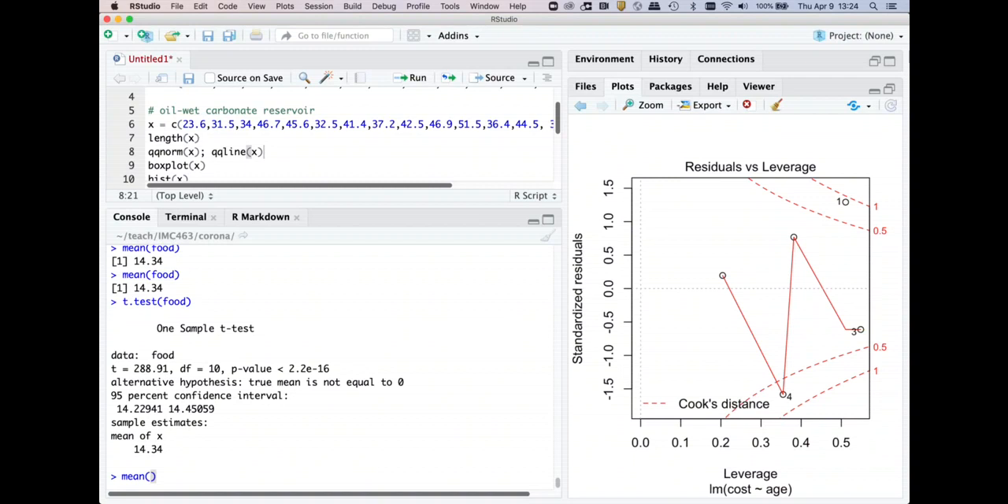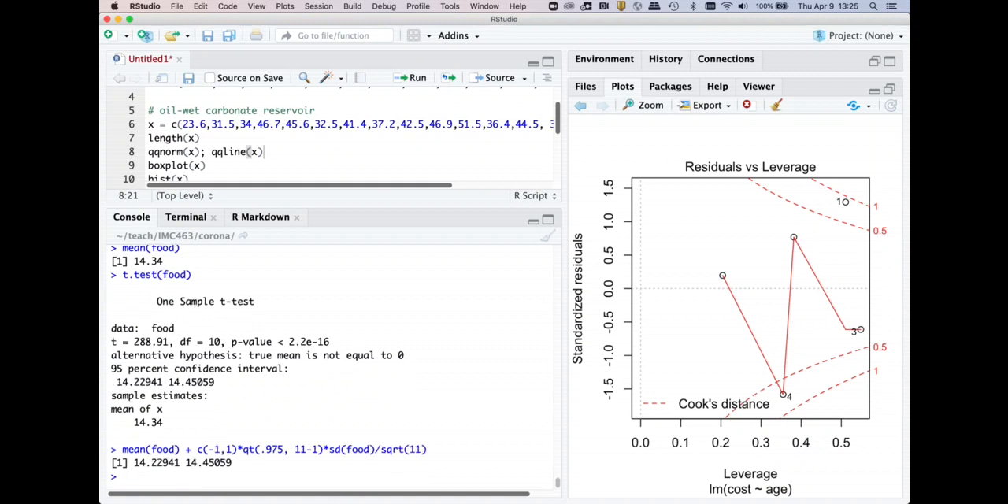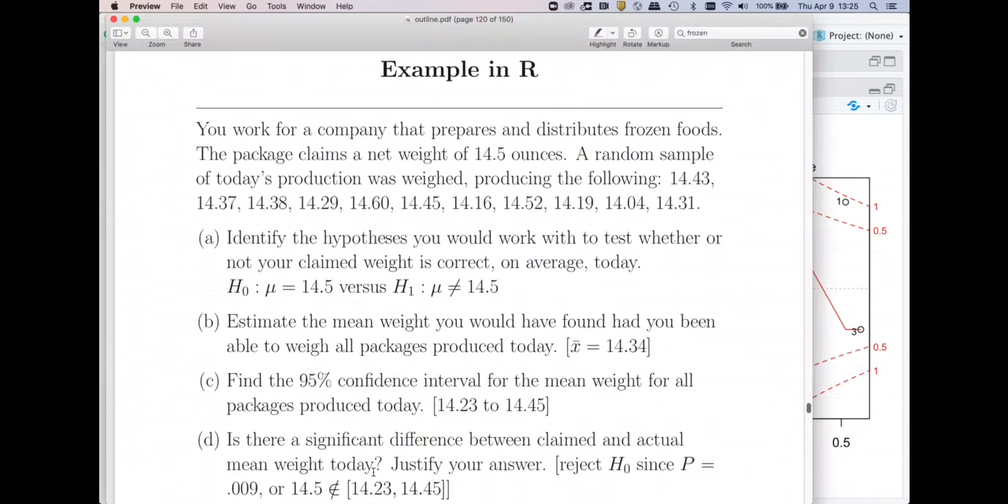So this is what I mean by doing it by hand. It would be the mean of food plus or minus, and to do plus or minus, I usually just give it a vector of -1, +1, times the 97.5th percentile of a t-distribution with 11 minus 1 degrees of freedom, times the standard deviation of food over the square root of 11. And so we get exactly the same answer if we do that. So we've just done part C.